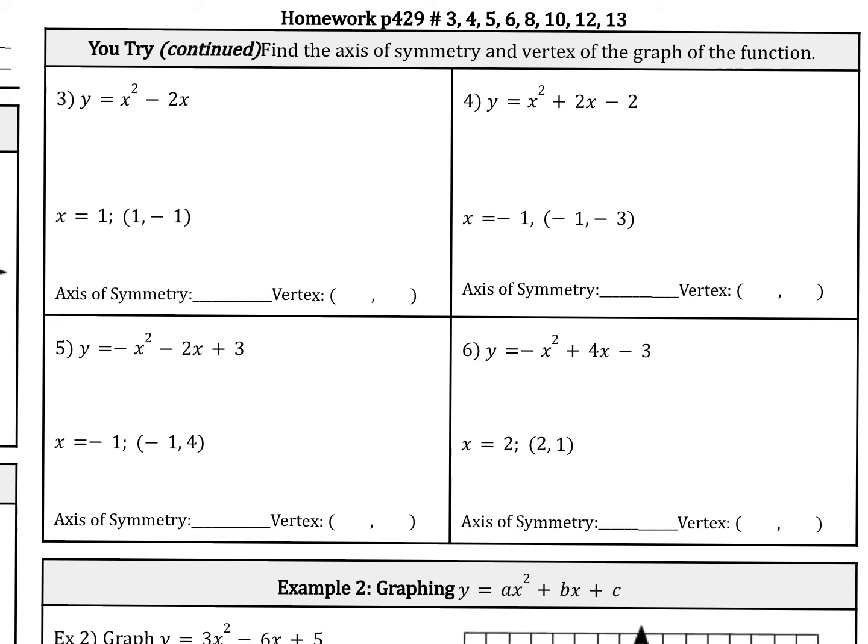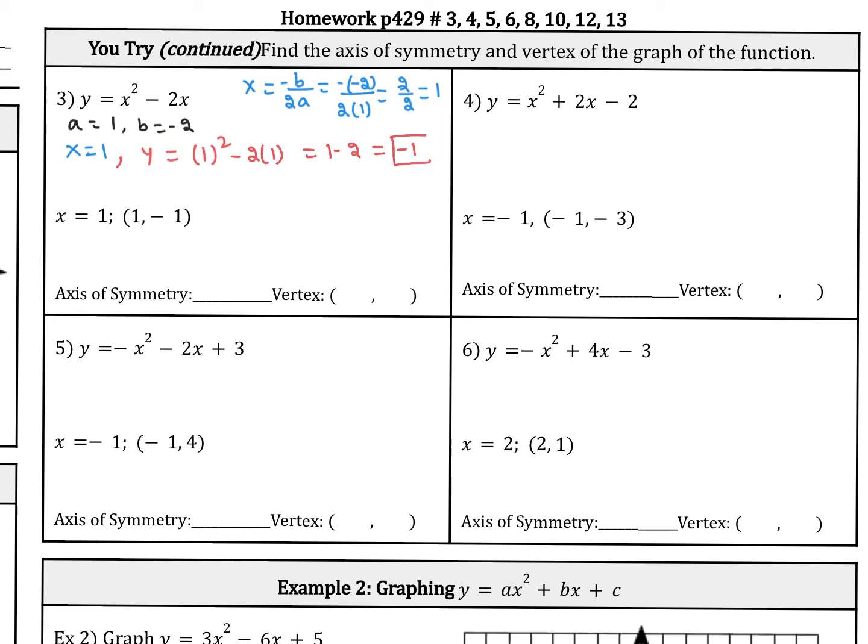Next, you try problems number 3, 4, 5 and 6. For question number 3, you have a equals 1, b is -2. The formula is x equals -b over 2a, and that's 2 divided by 2 times 1. And 2 divided by 2 is 1, so you got x equals 1. Now you're going to find the y. You're going to plug that into the given equation. So that's going to be 1 squared, so x is 1 in here, and then -2 times 1. 1 minus 2 is -1, so that's going to be y. So 1 comma -1 is your vertex, and x equals 1 is your axis of symmetry.